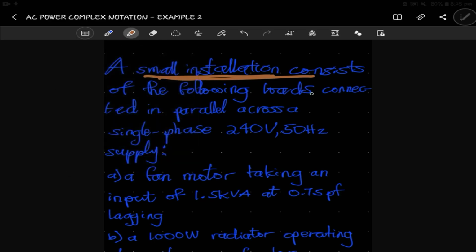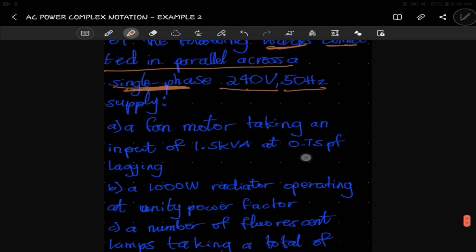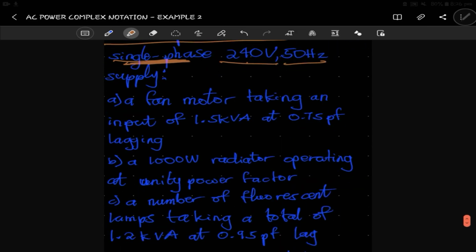The small installation consists of the following loads, connected in parallel to a single phase voltage source. We'll talk about this single phase supply, but let's deal with this question first. It has 240 volts and 50 hertz, and this is RMS. So you're seeing that the power source is connected in parallel to all these.